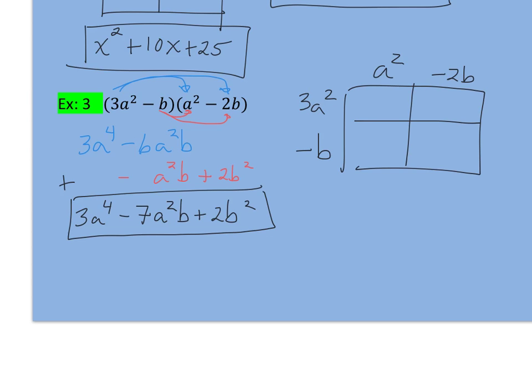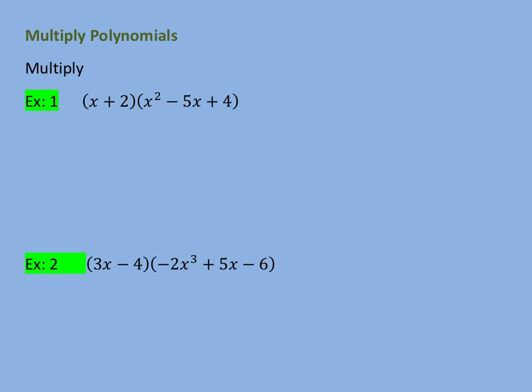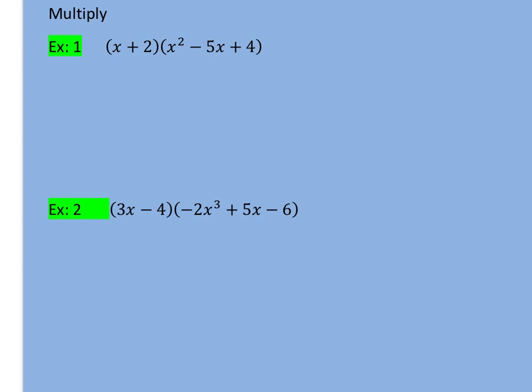All right, let's look at something more complicated. This time we're going to multiply polynomials to polynomials. So let's look at example 1. You can use a Punnett square, and I'll show you on the first one, but I'm not going to do it after that. I prefer to do multiple distributions.